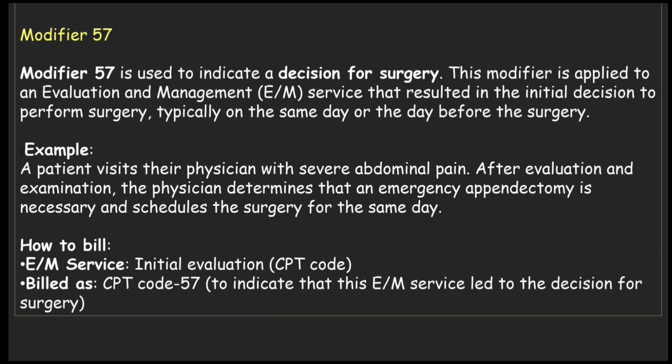For example, a patient visits their physician with severe abdominal pain. After evaluation and examination, the physician determines that an emergency appendectomy is necessary and he schedules the surgery for the same day. So here there is a decision for surgery, right? Therefore, along with the E&M code, we are going to append modifier 57 to indicate that the E&M service led to the decision for surgery. Please take notes. Let us look at the keywords. The keywords are decision to perform surgery and surgical determination.